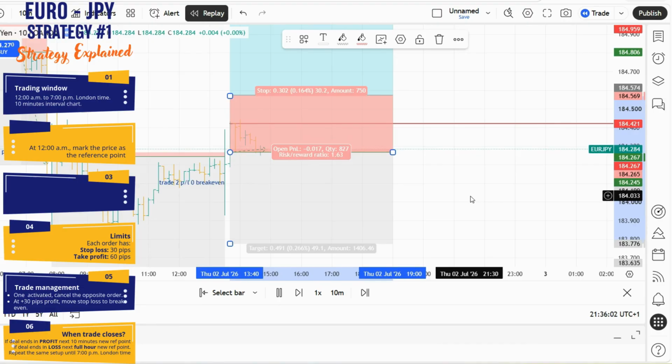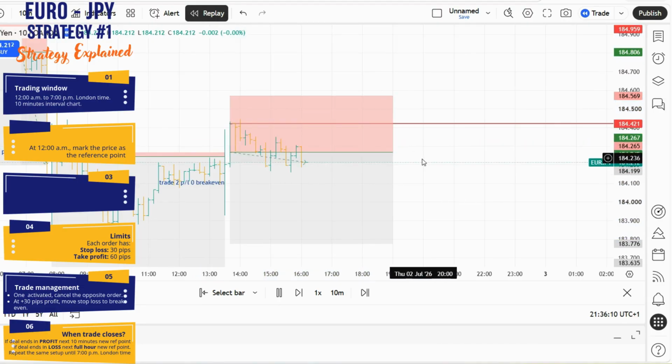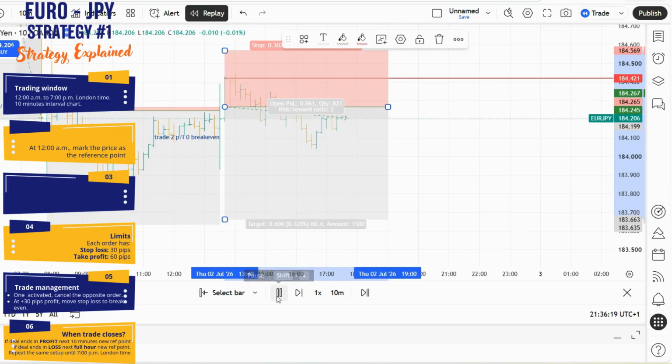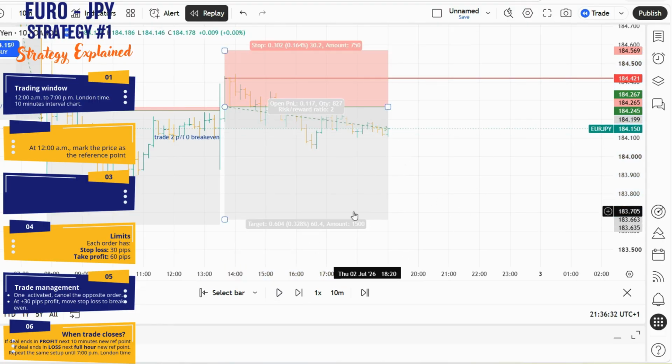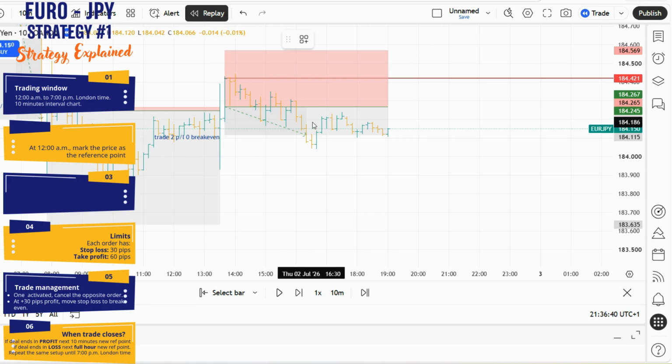At 7 p.m. London time, the position is showing approximately 15 pips of profit. Because the trading session has reached its scheduled closing time, the position is closed, securing the available gain. The third trade therefore produces a profit of approximately 15 pips. We can now review the complete performance for day 2.